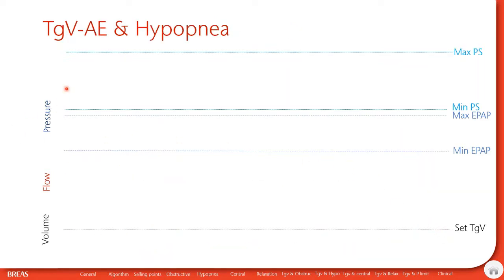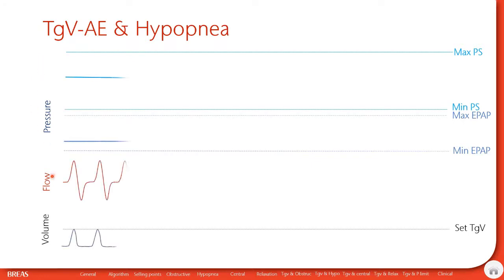Let's look at a very similar picture, but now with target volume and auto-EPAP combined in case of hypopnea. The same graphs: the volume graph with the dotted line representing the set target volume, the flow graph in red, and the pressure graphs with dark blue the EPAP and lighter blue the pressure support, both of them with their min and max limits.